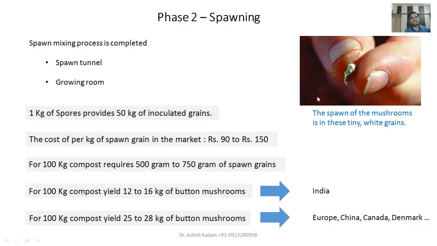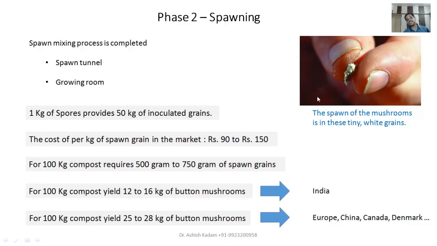So let us understand a few statistics before going into the next processes. 1 kg of spores provides around 15 kg of inoculated grains. Now manufacturing of this inoculated grain is a very sophisticated process. You need a separate infrastructure, a separate laboratory and a skilled technician to handle this process. The cost of per kg of spawn grain in the market is around 90 rupees to 150 rupees.